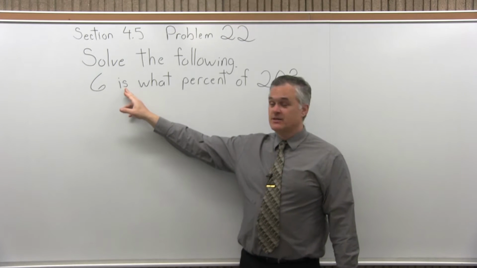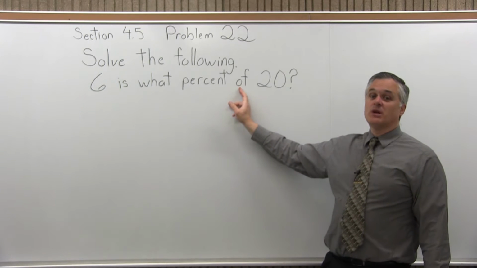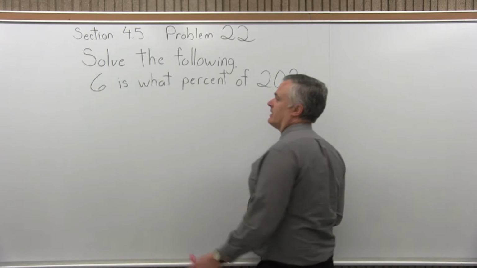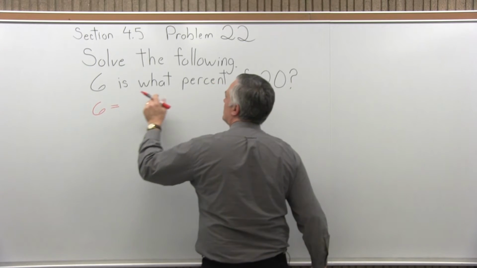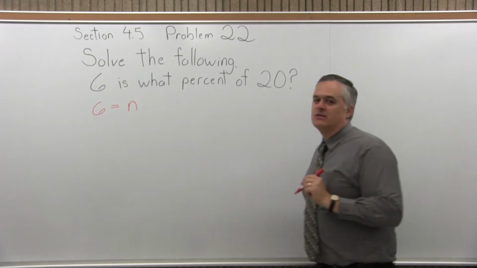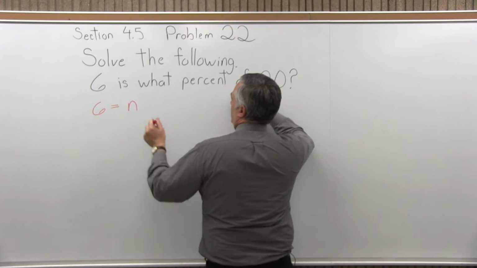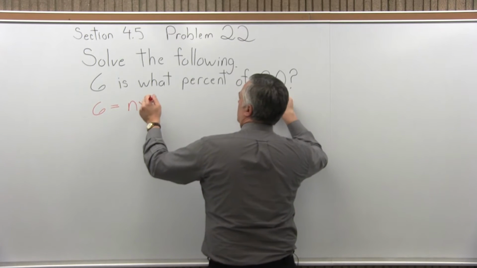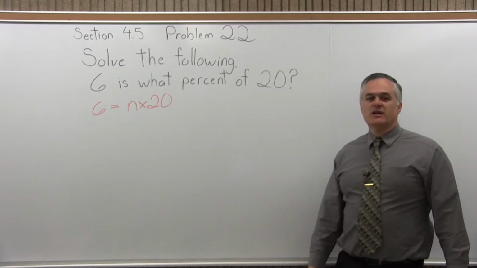One is, "is" will become equals. The other keyword is "of", that will become times, or multiply. So "6 is" becomes 6 equals. What percent? The percent is unknown, so we'll just name it with a variable. We'll use n. Some people like to use p for percent. That's fine. "Of" will become a times, and then 20. So as an equation, you have 6 equals n times 20.